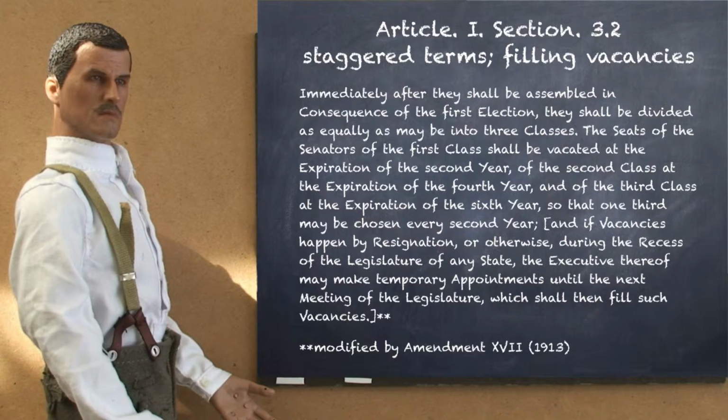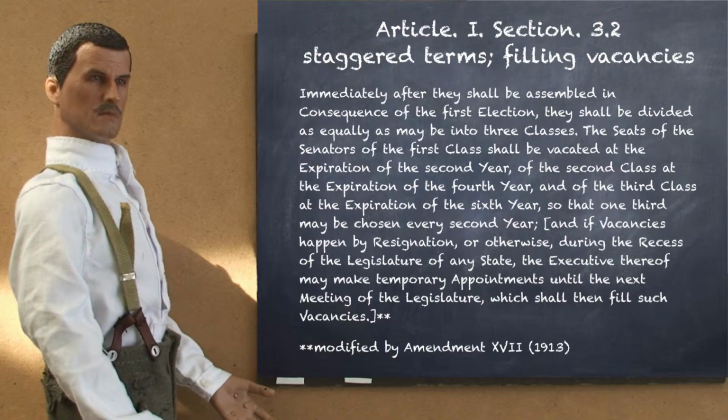And if vacancies happen by resignation or otherwise, during the recess of the legislature of any state, the executive thereof may make temporary appointments until the next meeting of the legislature, which shall then fill such vacancies. So that's a lot of words, but it basically just says they serve for 6 years, and the terms are staggered. Like 1/3 of them will come up for election every 2nd year. And remember, in the original there were 13 colonies, so that would be 26 senators in the original Congress.